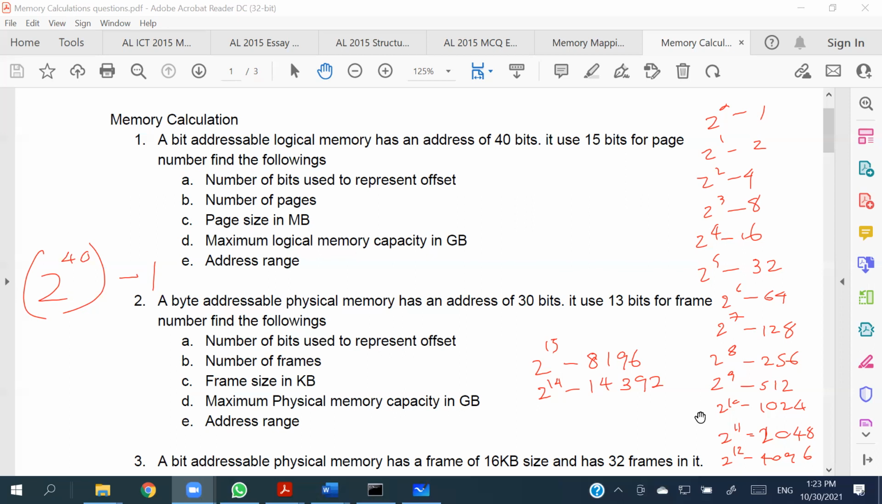Yes, Sachintani, that is for E. That is for the E, not for the D. D is asking for the maximum logical. Yes, for E it is correct. Check with the D.